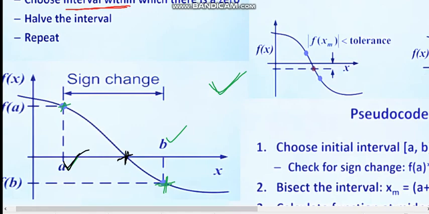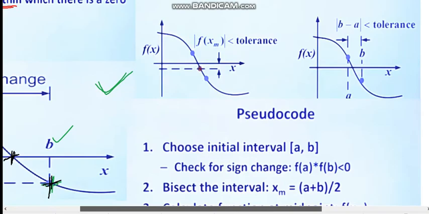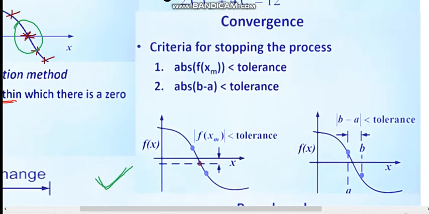If it is negative, that is f of x m, where x m is your midpoint, if f of x m is negative, then you have to replace your b value with x m. Then you repeat this process until you have this condition, that is, the absolute value of f of x is less than the tolerance value.